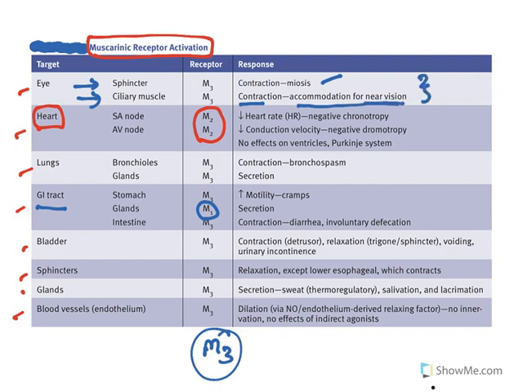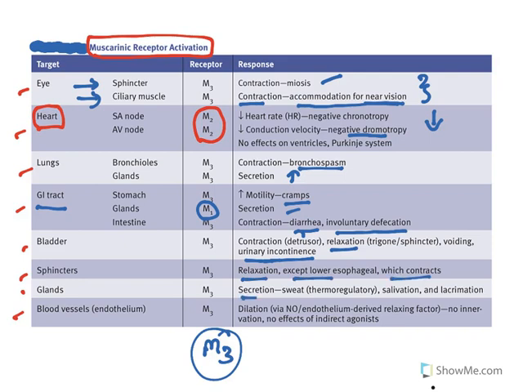In heart, all are reduced. Heart rate is reduced, negative chronotropy. Conduction velocity is reduced, negative dromotropy. In lungs, it causes bronchospasm and increases secretions. Now in the GI tract, it causes increase in motility, which may cause cramps. GI secretions are increased, and again it causes contraction which may lead to diarrhea and involuntary defecation. Now in the bladder, it causes relaxation and urinary incontinence. That means without consciousness, urine passage will occur. In case of sphincters, the sphincters are relaxed.